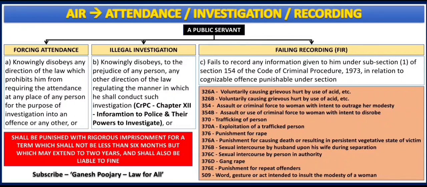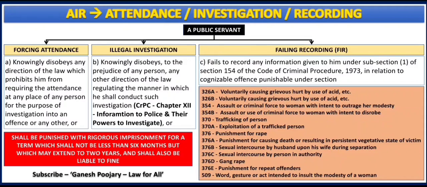376B, sexual intercourse by husband upon his wife during separation. 376C, sexual intercourse by person in authority. 376D, gang rape. 376E, punishment for repeat offenders. 509, word, gesture or act intended to insult the modesty of a woman. All of these cases need to be recorded by a public servant as under section 154 subsection 1.